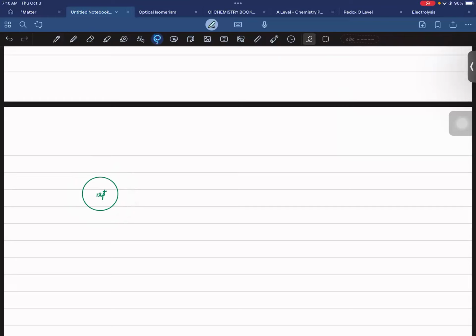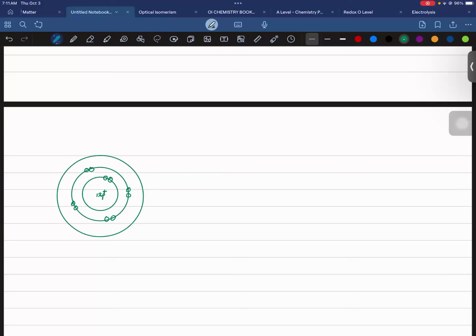Then in the first shell, it has 2 electrons. Then I would be making its second shell, in which it has 8 electrons. And then I would be making the third shell, in which you can see 2 electrons in its outer shell. Then I am going to provide energy to this magnesium. Ultimately, it's going to remove its electron, just like that.